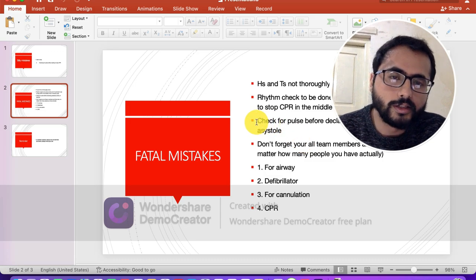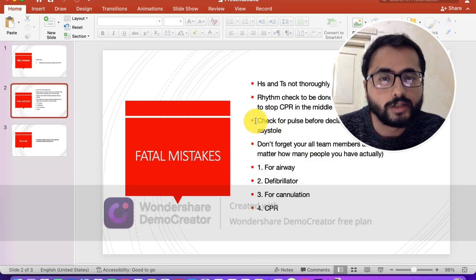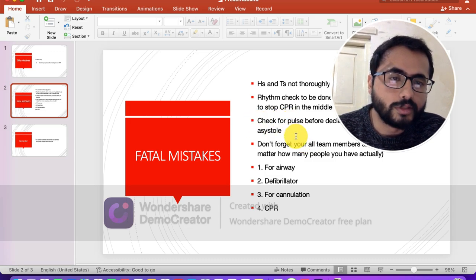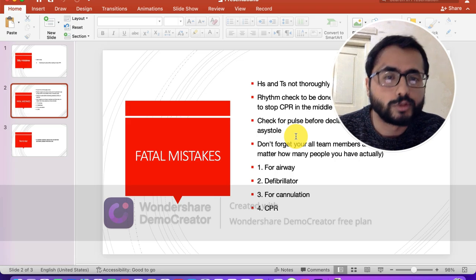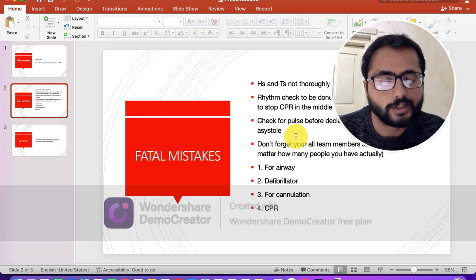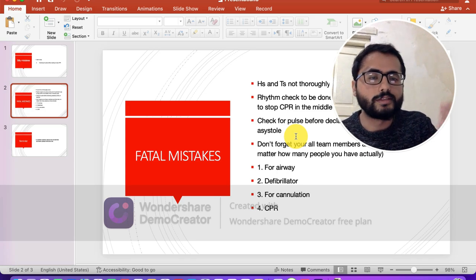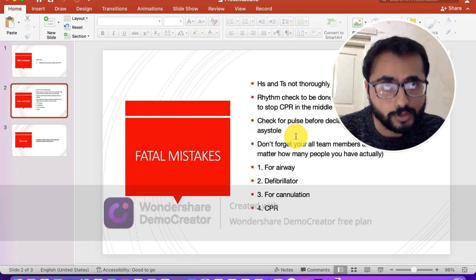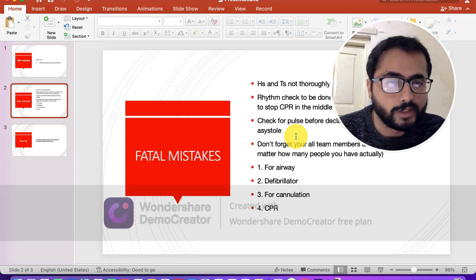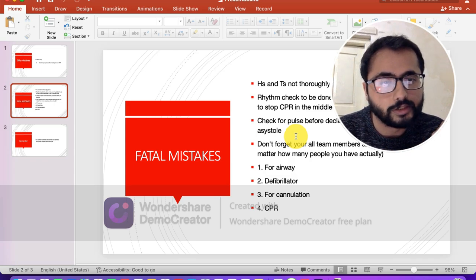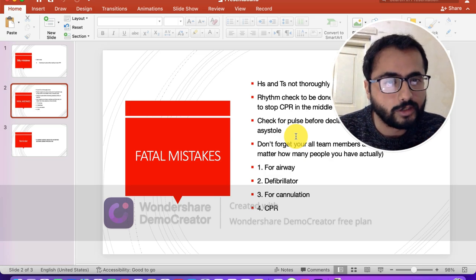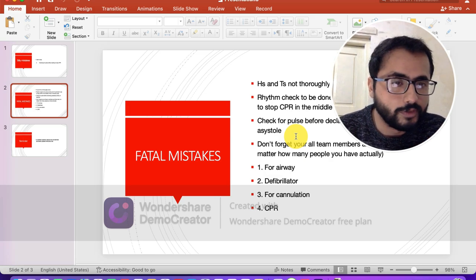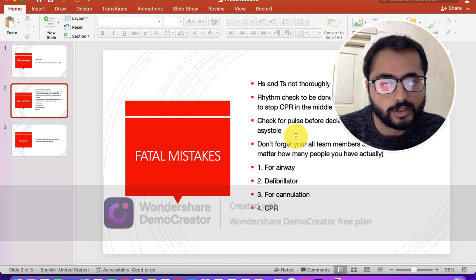Okay, another mistake, it is very obvious, but we do make it. It is that we check for the pulse. We do not check for the pulse before declaring that it is pulseless electrical activity. So we do not know if it is pulseless without checking the pulse, right? If you see a sinus rhythm and the patient is unresponsive, you have to check if there is a pulse or not. You cannot say either it is a sinus rhythm or it is a pulseless electrical activity without checking the pulse. It is very obvious, but we do make mistakes.